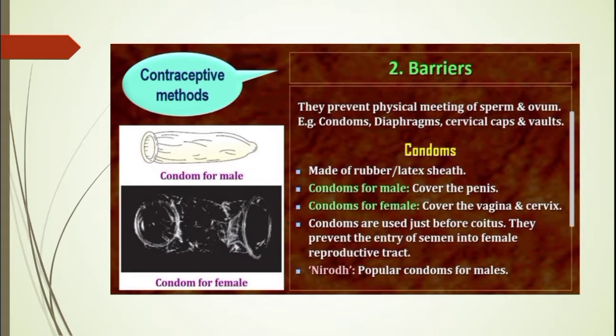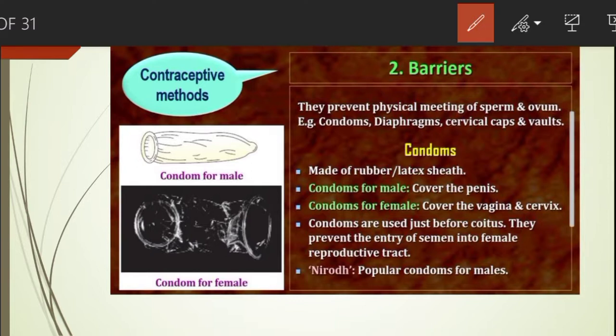The second type of contraceptive is the barrier method. These methods prevent sperms and ovum from physically meeting in order to prevent fertilization. These methods are available for both males and females. Examples: condoms, diaphragms, cervical caps, and vaults.